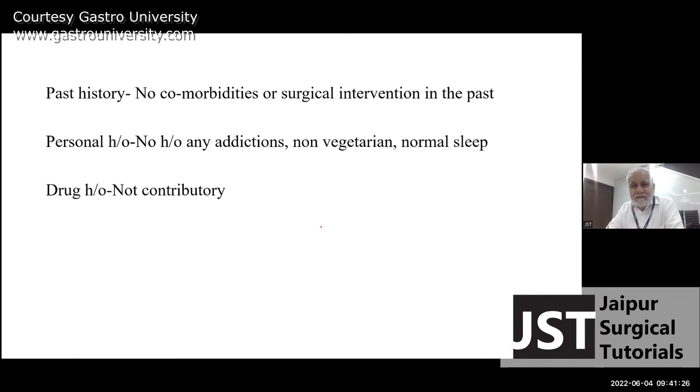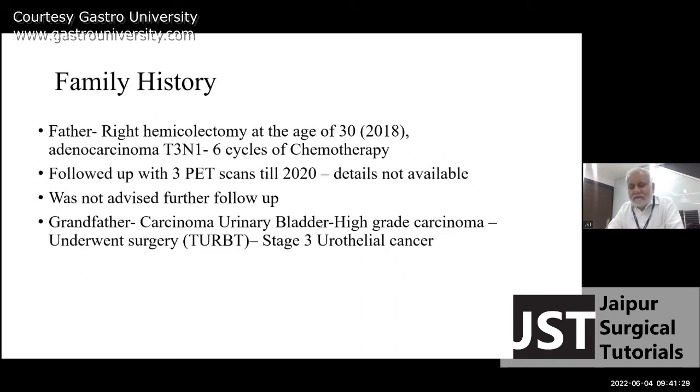Next. What we are trying to say to all the students is do not make statements which sound absurd. It should be an important, relevant statement. Family history: father has adenocarcinoma T3N1, which indicates a positive family history. Grandfather also has carcinoma of the urinary bladder. Father had a right hemicolectomy at the age of 30. Why did you specifically mention his age?